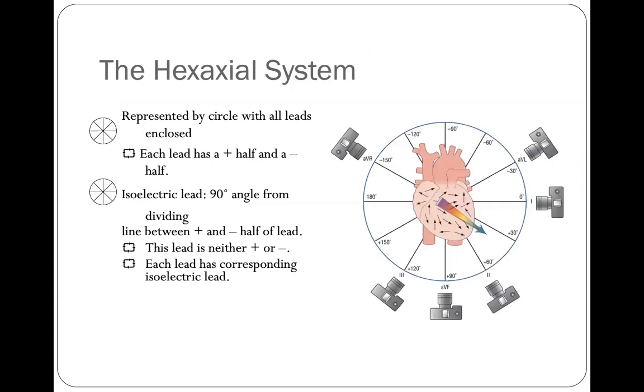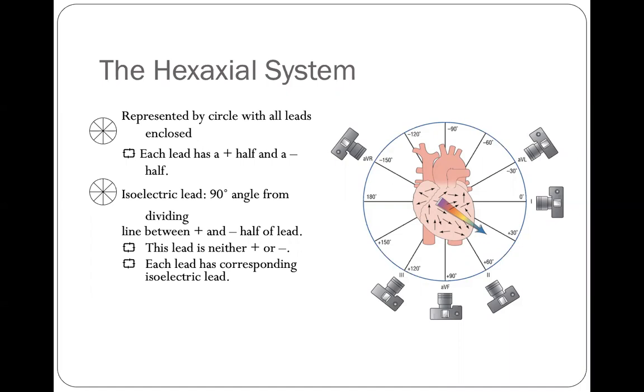So in our hexaxial system, we have this circle and this cartoon that I've asked you to look at. Each lead has a positive half and a negative half, meaning if we cut it on the biphasic line from that lead, then anything that's traveling towards the half that the camera is on would be positive, and anything that's moving away from that half would be negative.